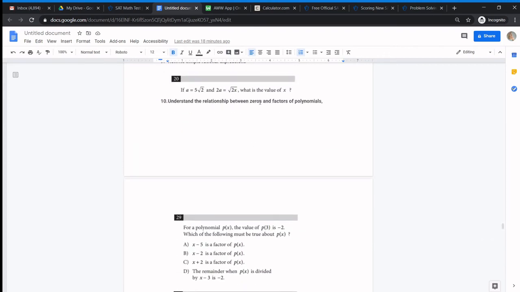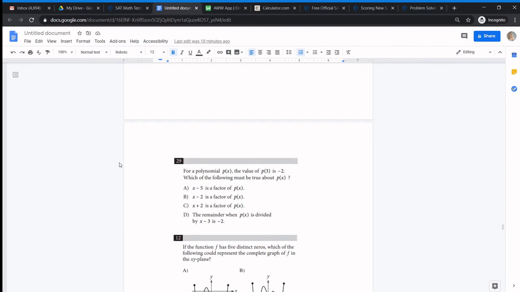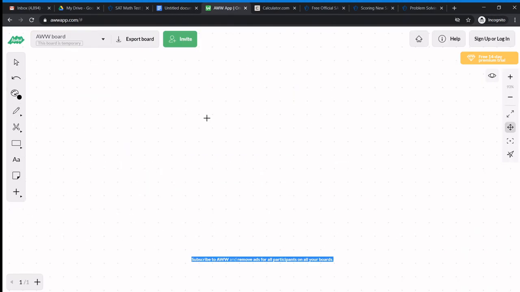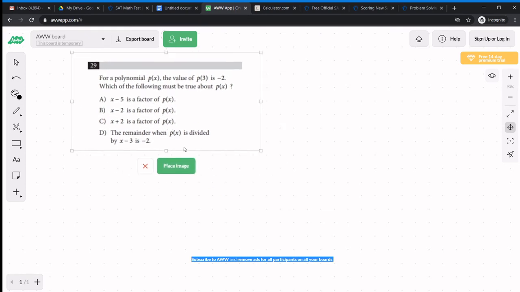Understanding the relationship between the zeros and factors of polynomials. Okay. So, first problem. This is an important concept to learn, and kind of an interesting one to understand, right?